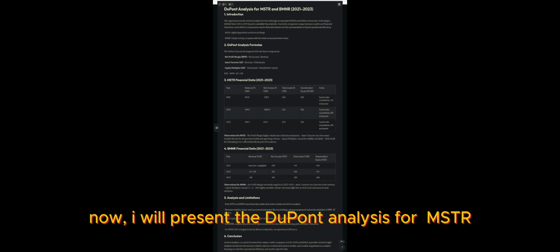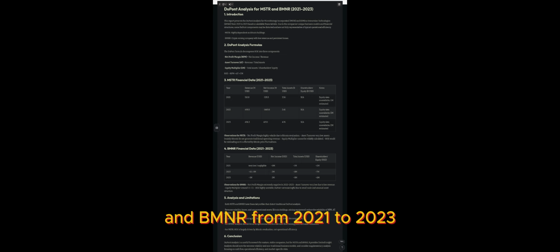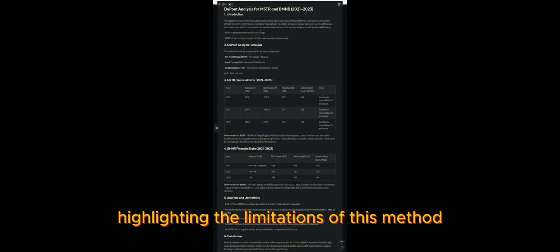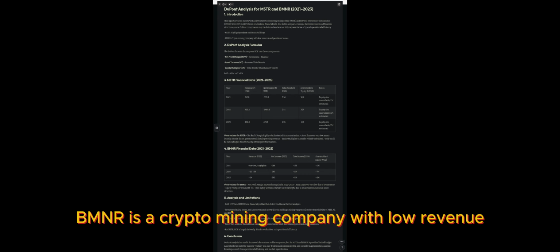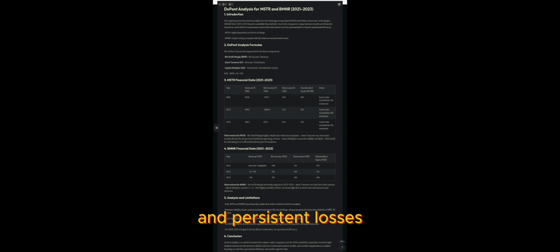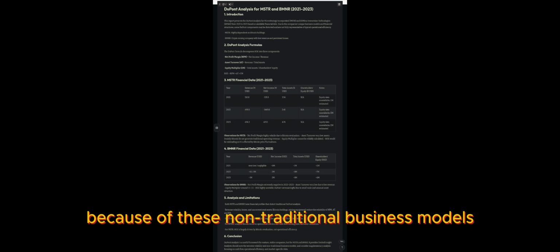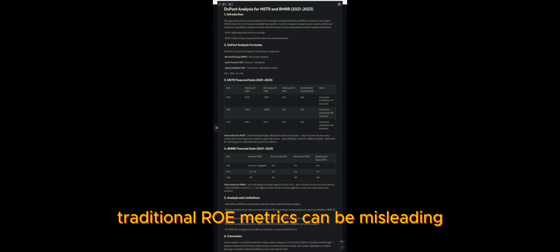Now I will present the ROE analysis for MSTR and BMNR from 2021 to 2023, highlighting the limitation of this method for these companies. Introduction: MSTR relies heavily on Bitcoin holdings. BMNR is a crypto mining company with low revenue and persistent losses. Because of these non-traditional business models, traditional ROE metrics can be misleading.